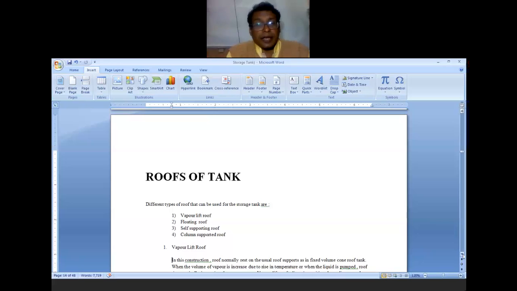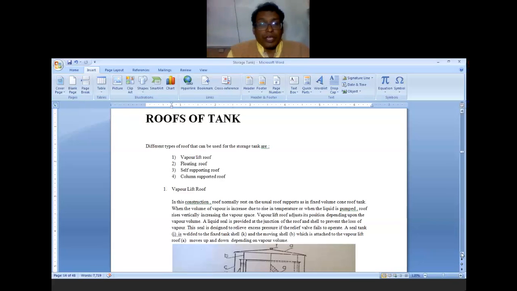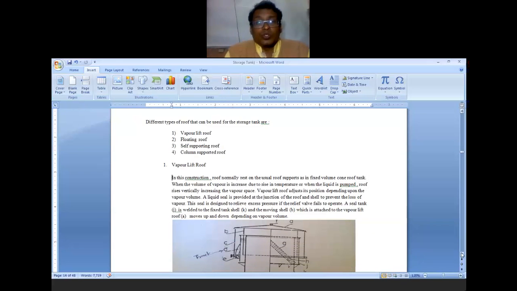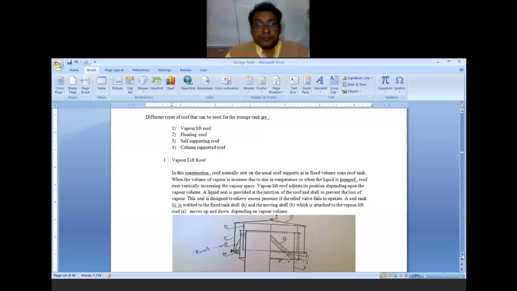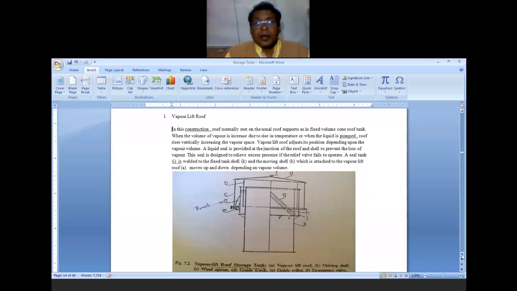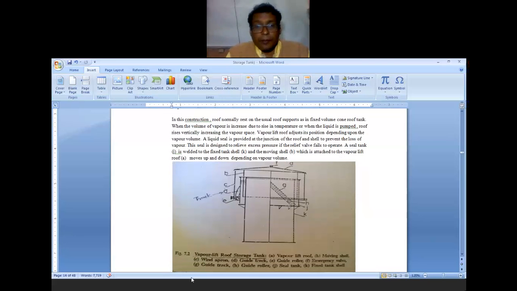Now we will discuss the different types of roofs related to the tank. The different types of roof that can be used for the storage tank are vapor lift roof, floating roof, self-supported roof, column supported roof. These are the four types of roofs used for covering the cylindrical storage tanks. Now the vapor lift roof, the word itself tells that due to the vapors, the roof is lifted. Now you can see the figure here, which is the vapor lift roof.